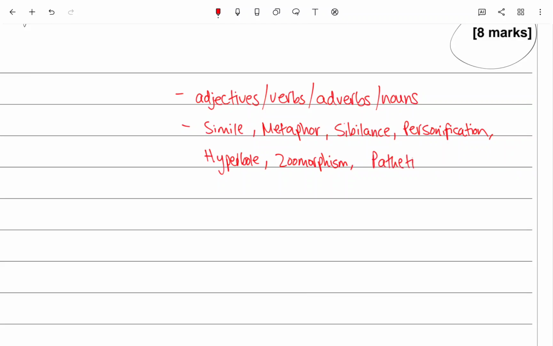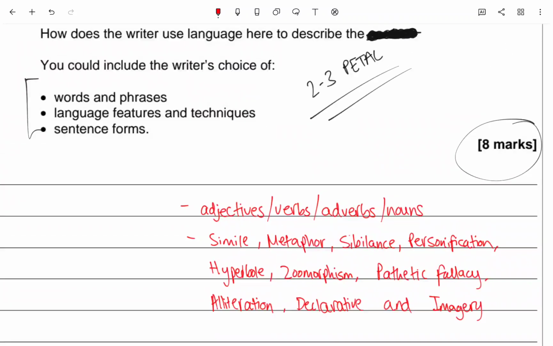If you've gone through the past papers for AQA, you'd realize they do like to use extracts that use pathetic fallacy. Alliteration. You will find alliteration for sure. A declarative sentence, and also imagery. Okay, so these are some devices that you will definitely find within your text.